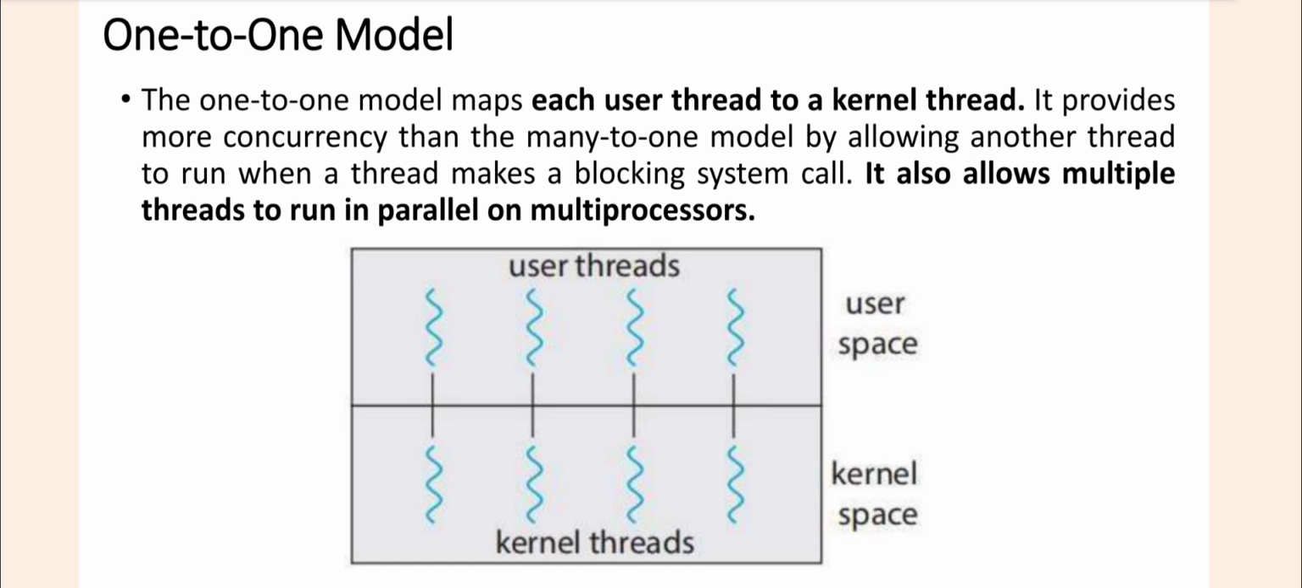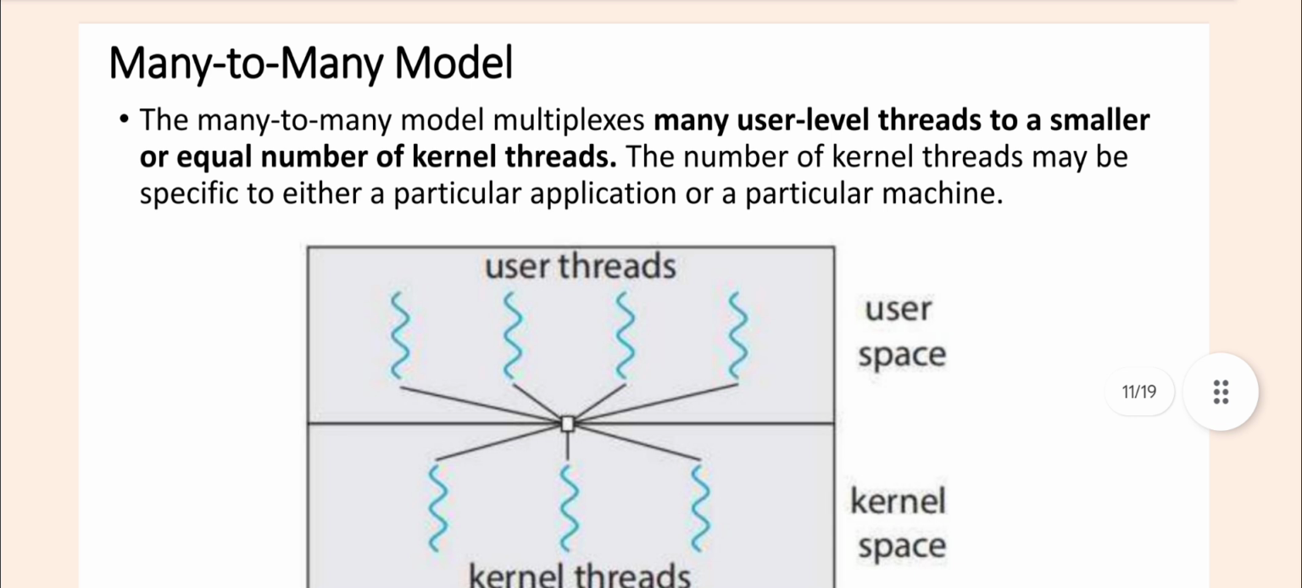The major disadvantage of the one-to-one model is that creating a large number of threads can lead to significant overhead in the kernel. The next one is the many-to-many model. In the many-to-many model, many user threads are multiplexed onto a smaller or equal number of kernel threads. The user-level thread library and kernel collaborate to manage the threads.